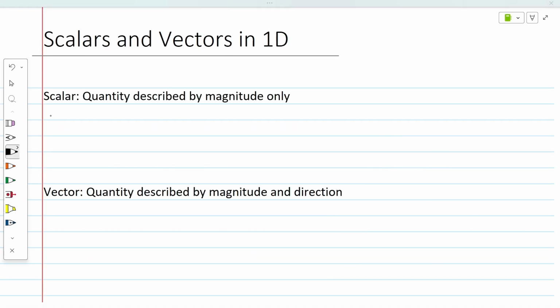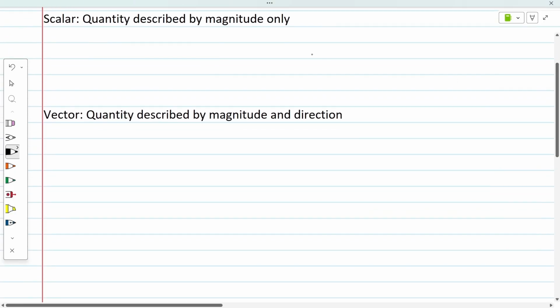So let's talk about scalars versus vectors. What is a scalar? What is a vector? What does it mean when you say scalar? We'll be using scalars and vectors throughout the whole class, so it's kind of important fundamental information here.